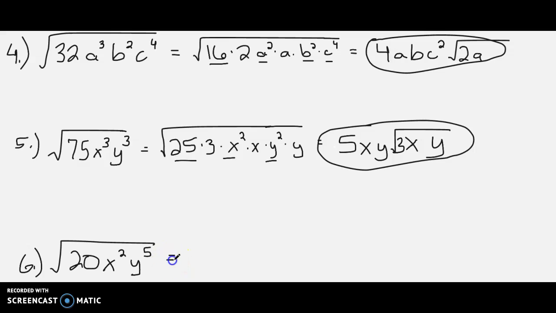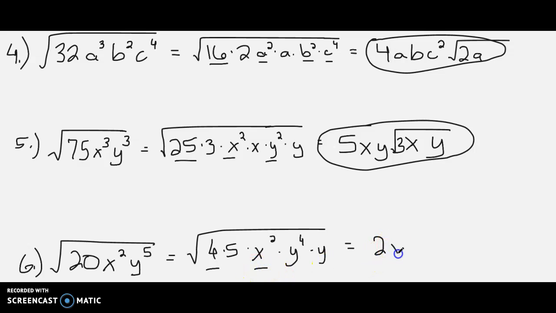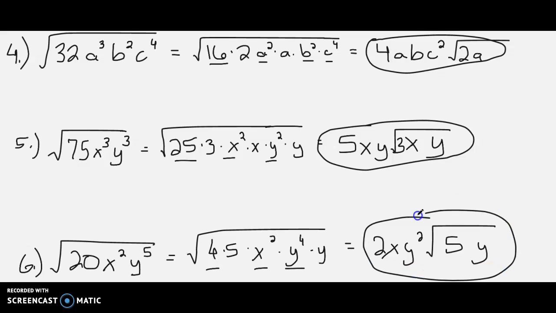Alright, number 6, 20x squared, y to the fifth. Okay, let's rewrite 20 as 4 times 5. x squared will be fine. Y to the fifth, whenever you have an odd exponent, lower it by 1, and then just multiply by an extra variable, whatever it is. The square root of 4 is 2. The square root of x squared is x. The square root of y to the fourth is y squared. And what are we left with? A 5 and a y. Alright, got one more example for everybody here.